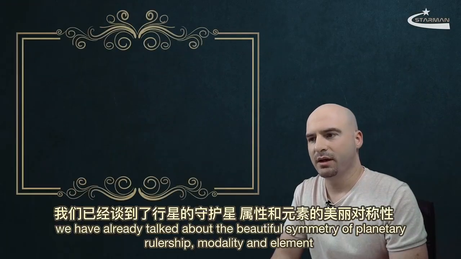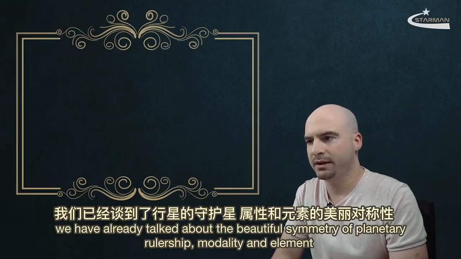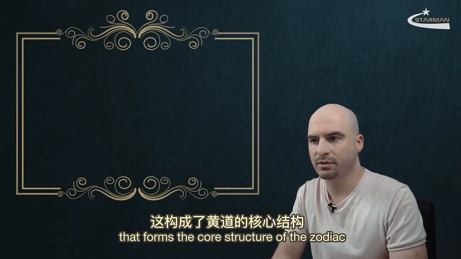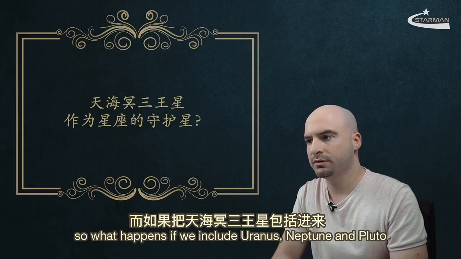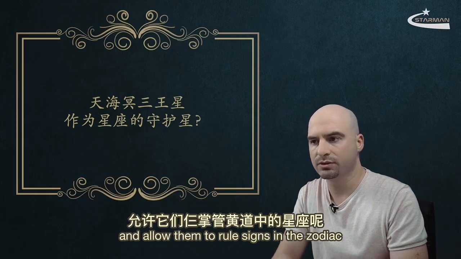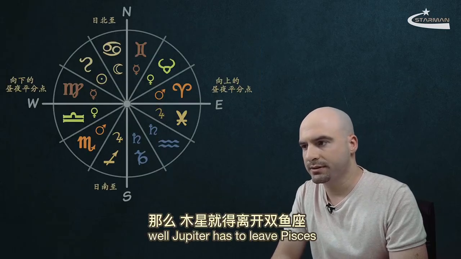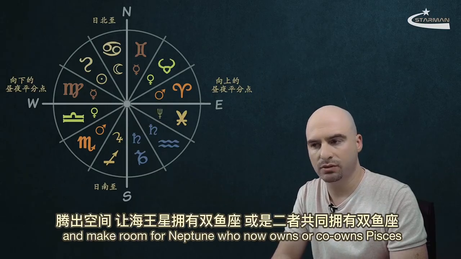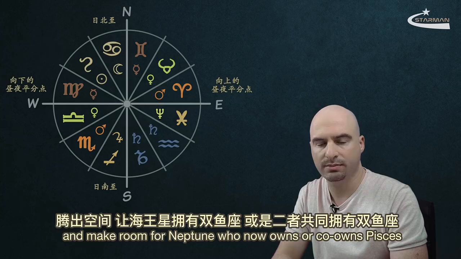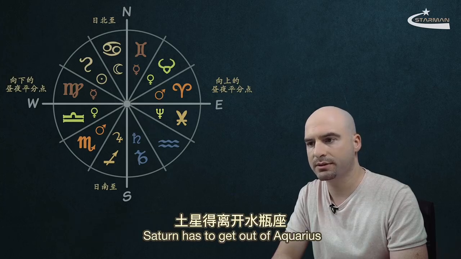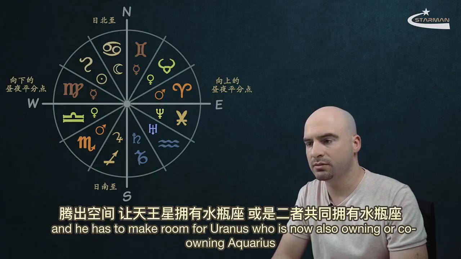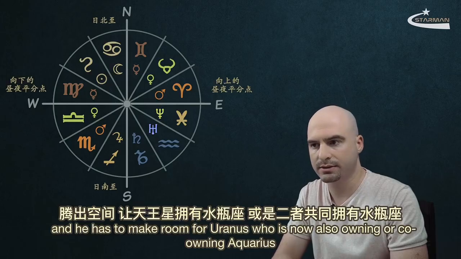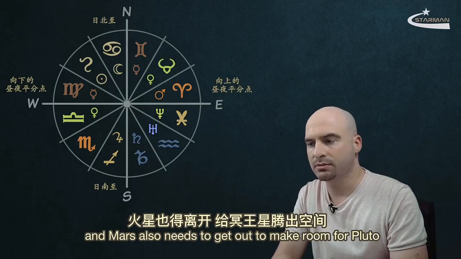We have already talked about the beautiful symmetry of planetary rulership, modality, and element that forms the core structure of the zodiac. So what happens if we include Uranus, Neptune, and Pluto and allow them to rule signs in the zodiac? Well, Jupiter has to leave Pisces, right? Or at least he has to move over and make room for Neptune, who now owns or co-owns Pisces. Saturn has to get out of Aquarius, and he has to make room for Uranus, who is now also owning or co-owning Aquarius. And Mars also needs to get out to make room for Pluto.